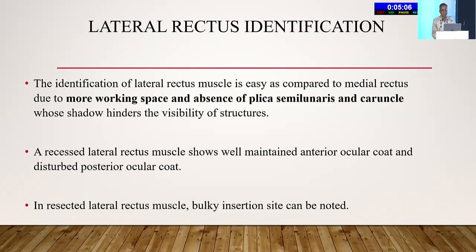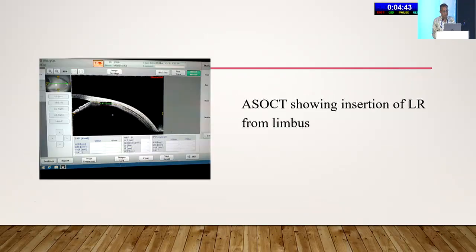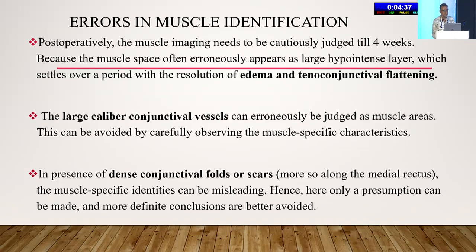Identifying the lateral rectus muscle is easier compared to the medial rectus muscle, due to more working space and absence of plica semilunaris and caruncle, whose shadow hinders the visibility of the structures. The recessed lateral rectus muscle shows a well-maintained anterior ocular coat and a disturbed posterior ocular coat. In a resected lateral rectus muscle, the bulky insertion site can be noted. This is the AIOC2024 image showing the insertion of the lateral rectus from the limbus.